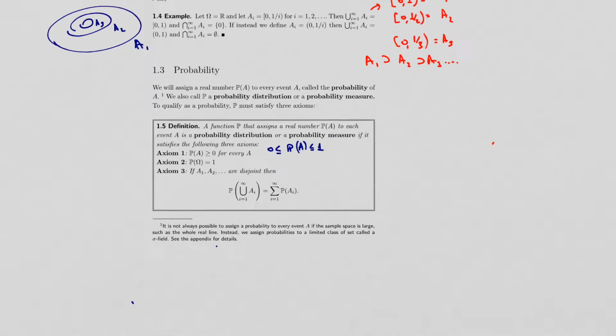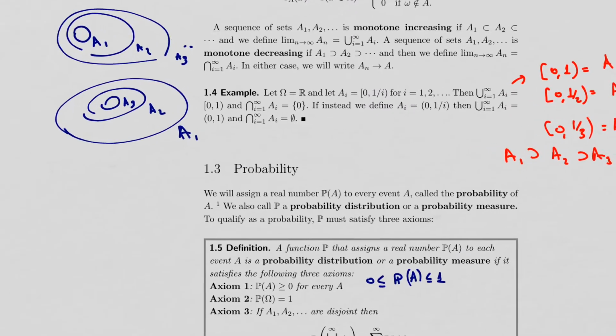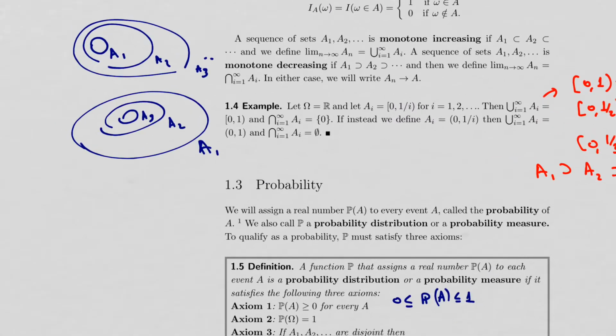Now this time I will start by definition of monotone increasing, where we define monotone increasing set as, for example, if we start with the smallest set A1, then A2 includes A1, then A3 includes both, and in this case we define limit of AN as union of AI. Similarly, we can define monotone decreasing as, so A1 is a whole bigger set that includes a smaller set A2, and A3 is also inside of A2.